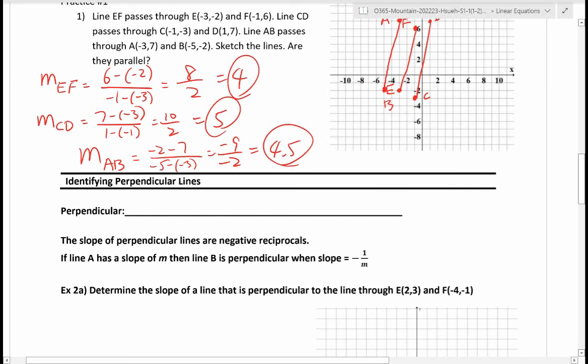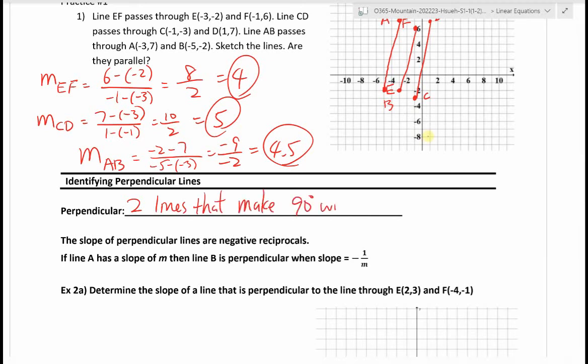Okay, perpendicular lines. Perpendicular lines are two lines that make 90 degrees with each other. Okay, so like this. This will be perpendicular because it makes 90 degrees. These two lines would be perpendicular because they meet at a 90-degree angle. Okay, so two lines that make 90 degrees with each other are perpendicular lines.